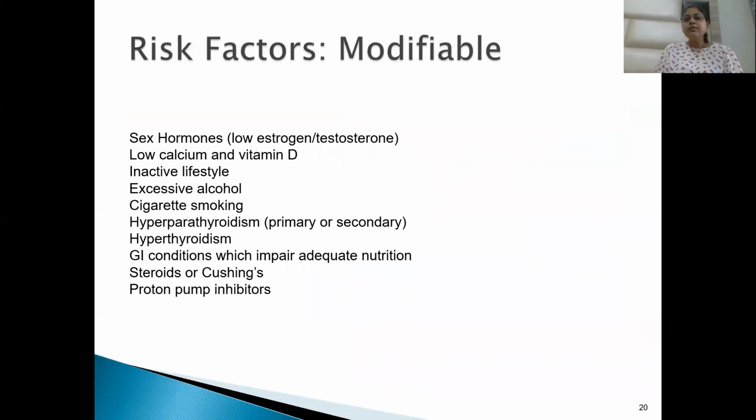These are the modifiable risk factors: sex hormones, low estrogen, testosterone, low calcium, vitamin D, inactive lifestyle, excessive alcohol, cigarette smoking, hyperparathyroidism, increased parathyroid hormone release that can lead to reduced calcium, hyperthyroidism, GI conditions which impair adequate nutrition, steroids or Cushing's, and proton pump inhibitors.